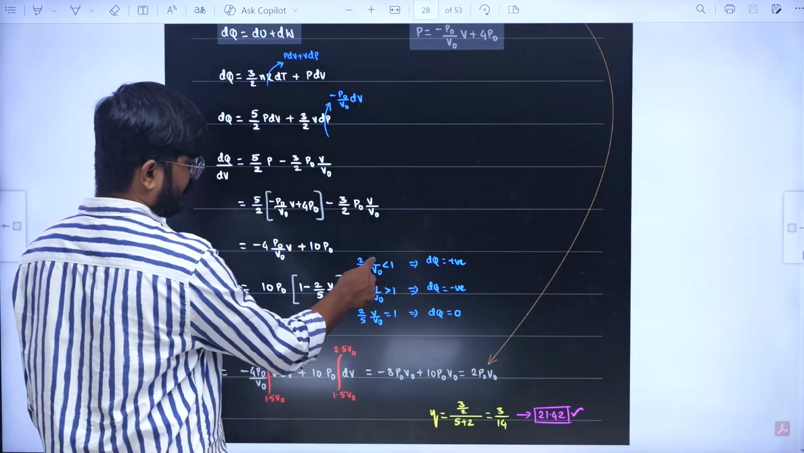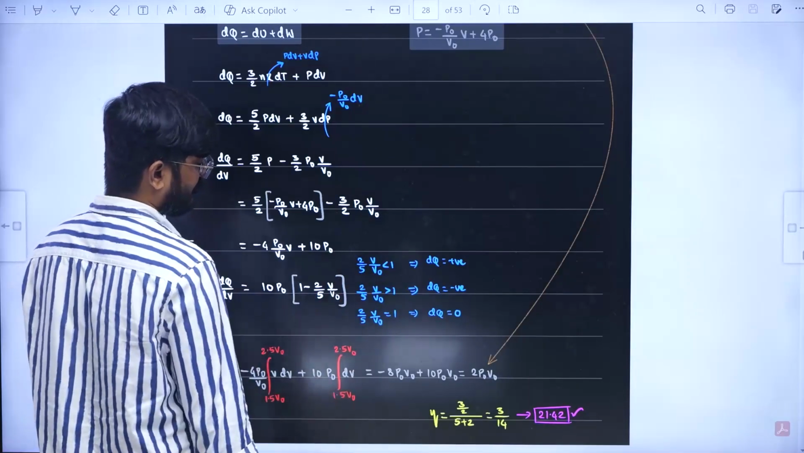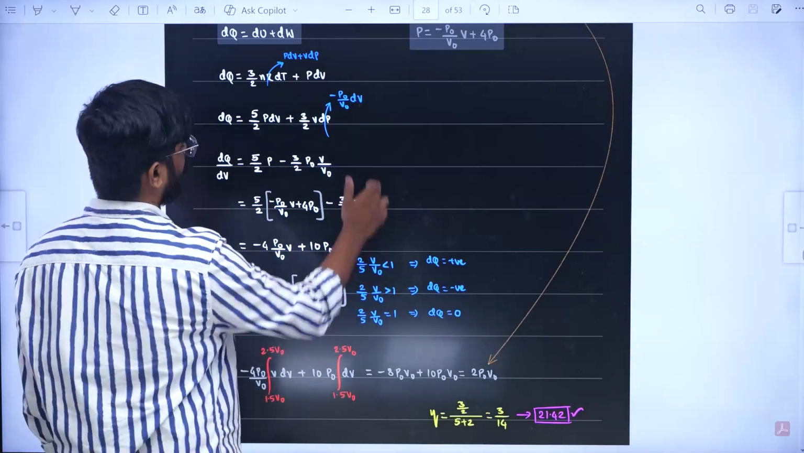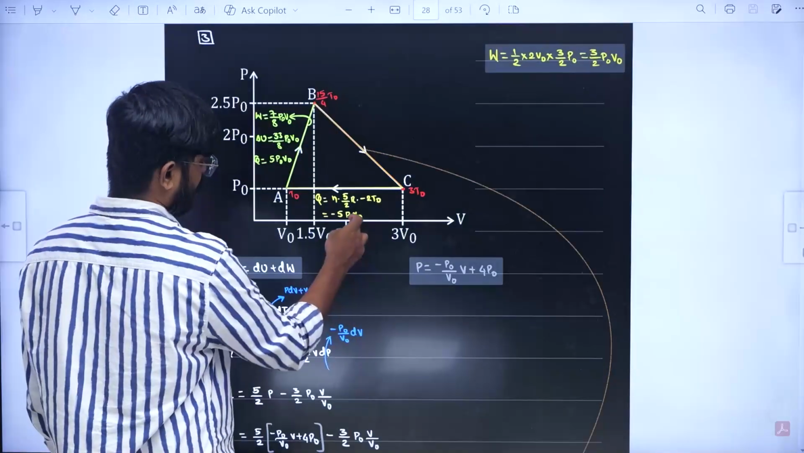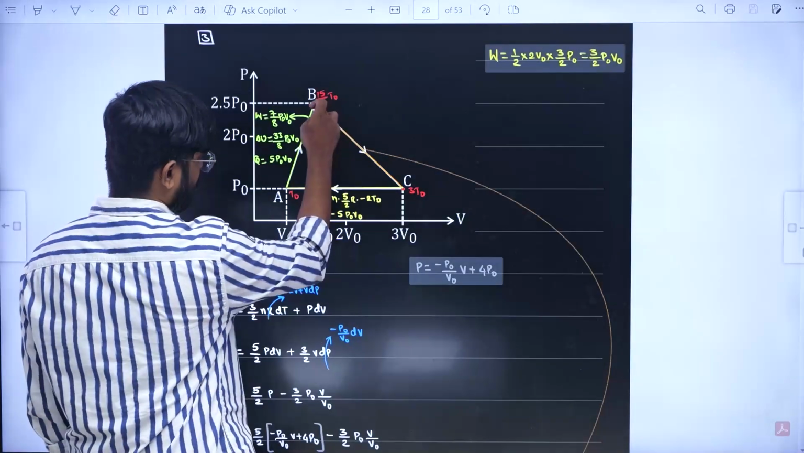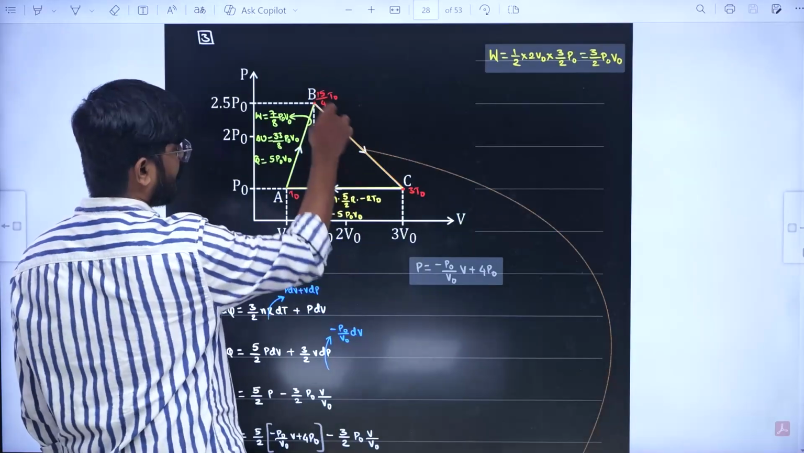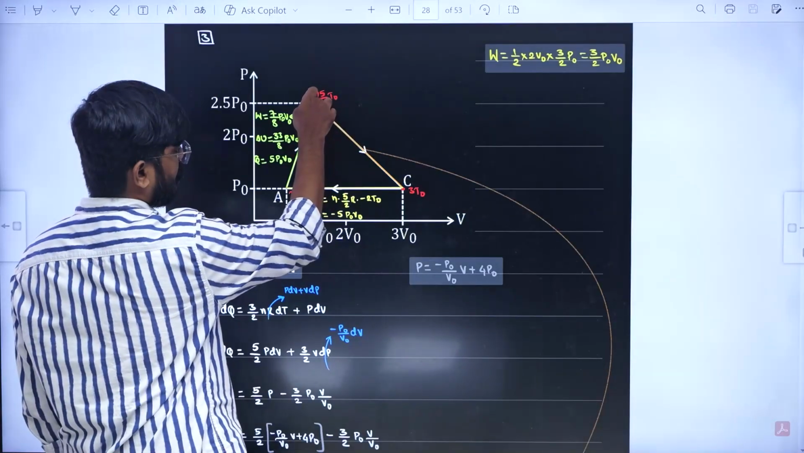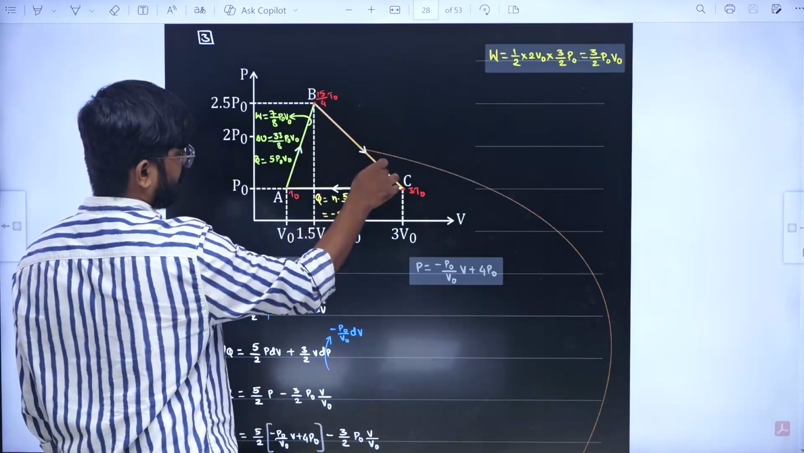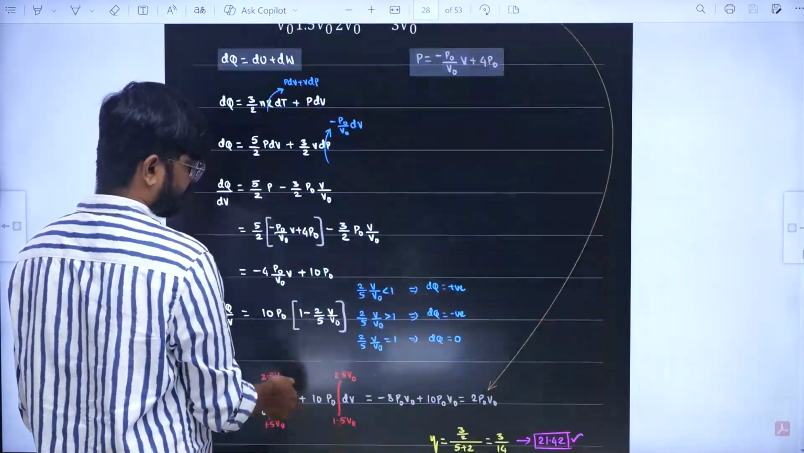So, when you see here, till V is less than 2.5 V naught, dQ is going to be positive. 2.5 V naught will be somewhere here. So, from here to here, dQ is going to be positive. So, we need to calculate only that. Be careful, dQ is only positive from here to here somewhere.